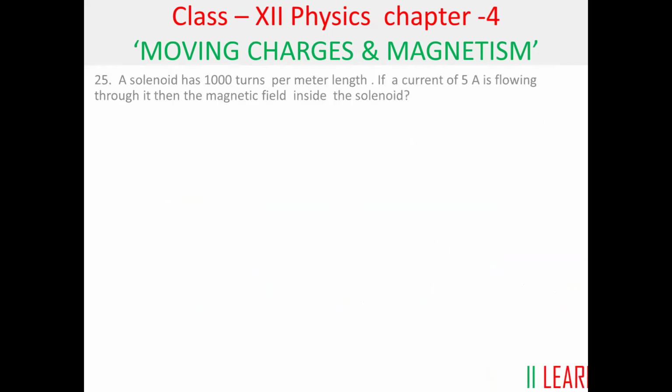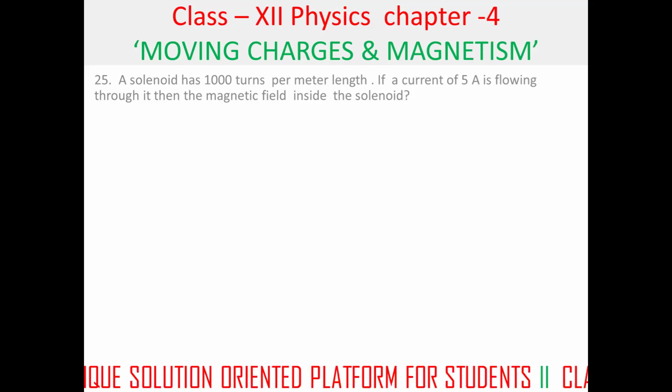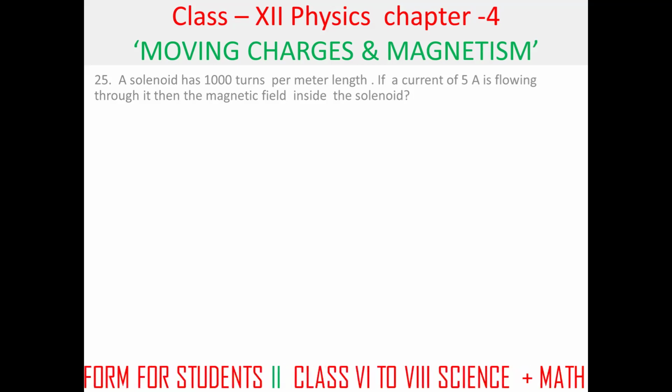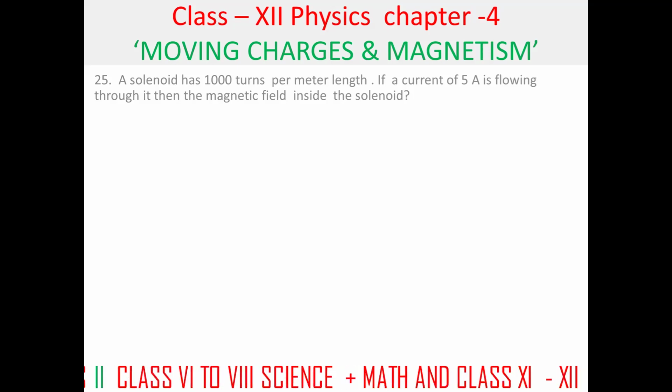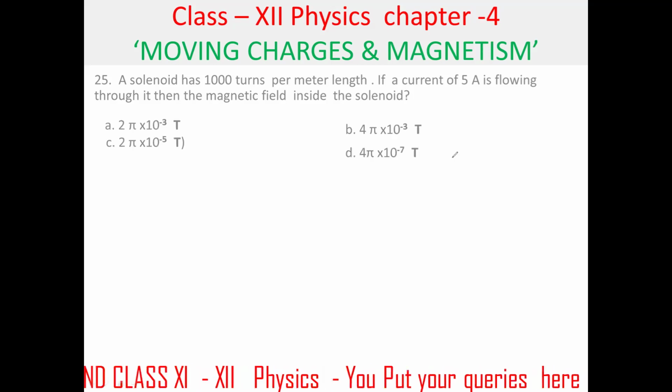Now for the next question. A solenoid has 1000 turns per meter length. The number of turns is 1000 per meter. If a current of 5 ampere is flowing through it, then the magnetic field inside the solenoid is. Here also there is a formula; we'll have to use the formula. These are the options. What is the answer? You have to use the formula.